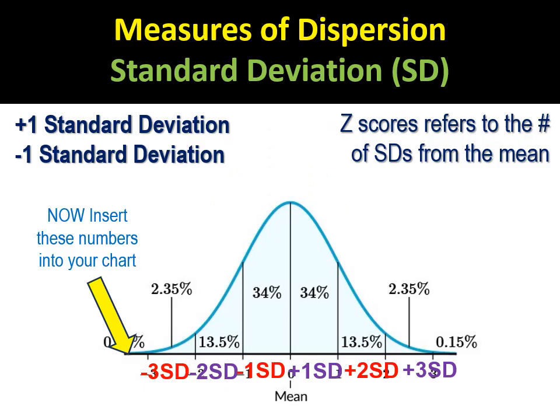Okay, so we have, as you see on the bottom, a positive standard deviation of +1 SD to the right. Then the second unit is +2, and the third unit is +3. Going to the left, the first unit is -1 standard deviation, -2 standard deviations, and then -3 standard deviations.